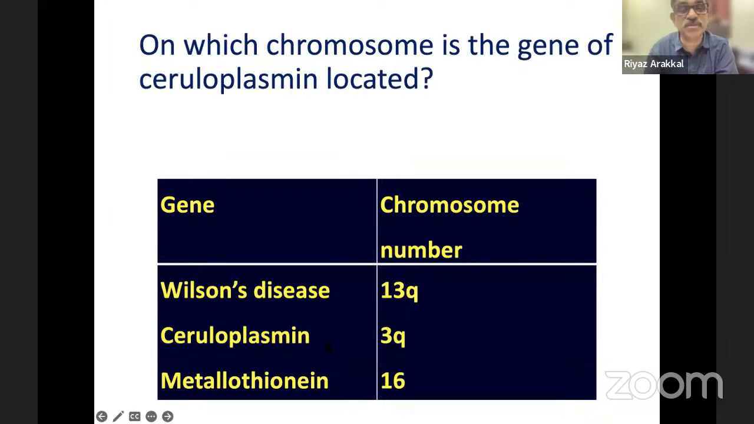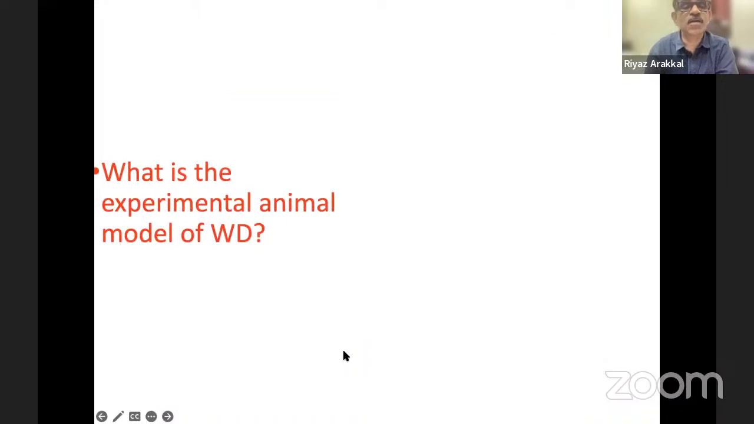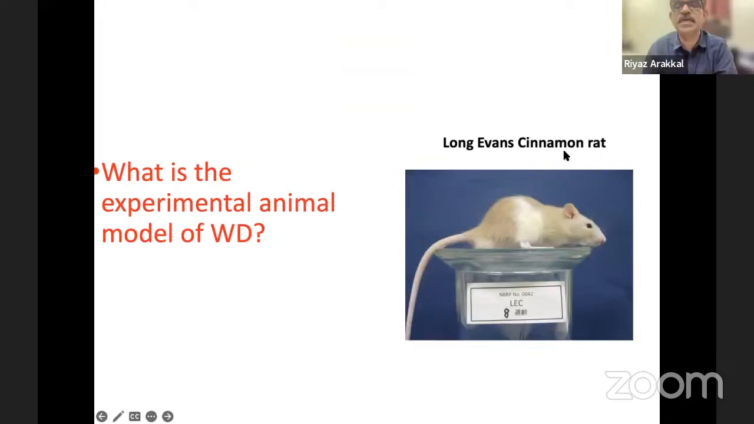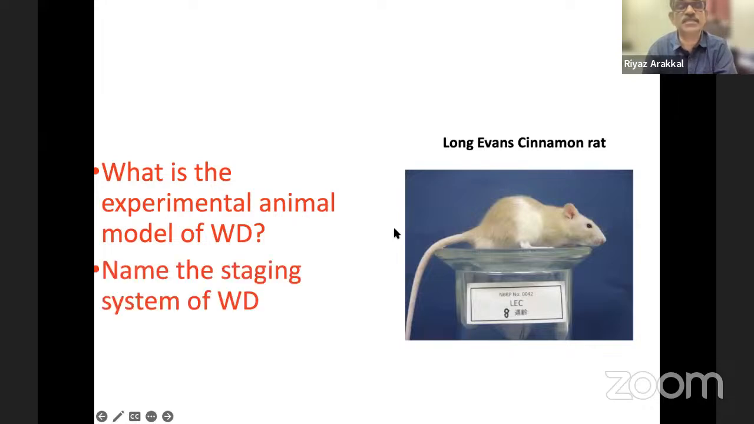Wilson disease is on the 13th chromosome, metallothionein is on the 16th chromosome. What's the experimental animal model of Wilson disease? Anybody other than Aisha? What's the experimental animal model of Wilson disease? Vishnu, anybody in the chat box has written it? Musa, what is the experimental animal of Wilson disease? Aisha? LEC rat. Yeah, that's it. This is a Long Evans Cinnamon rat. This is the experimental model or experimental animal of Wilson disease.